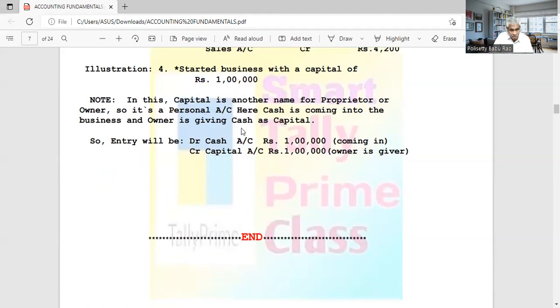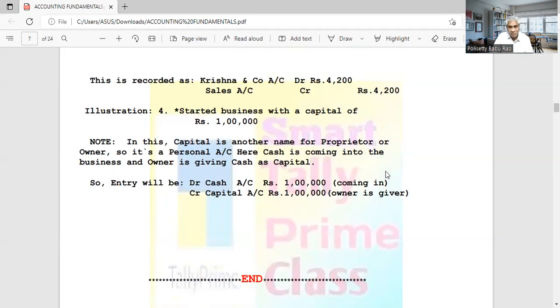Okay. Suppose in the same case, for example, 5,000 rupees he has withdrawn in cash from the business for his personal purpose. In such a case, he is withdrawing cash, which means cash is going out, and the proprietor is receiving the money. His account is to be debited. So instead of proprietor, we write it as drawings account. So drawings account is debit and cash account is credit.